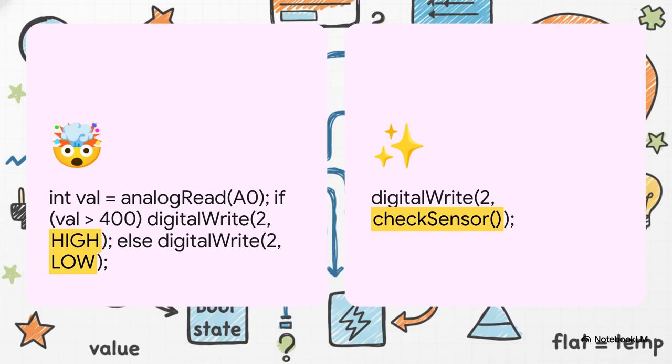On the left, you see the old way. All that logic is just jammed right into our main loop. Yeah, it works, but it's kind of cluttered, right? But look at the right. By using a function with return, our main loop is now just one single, beautiful line of code. It's so much cleaner and way easier to read at a glance.